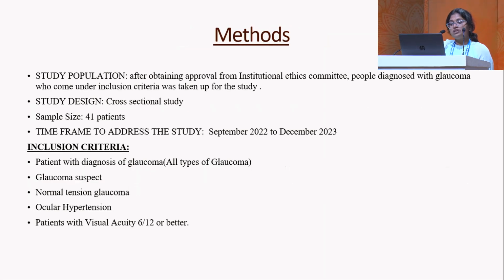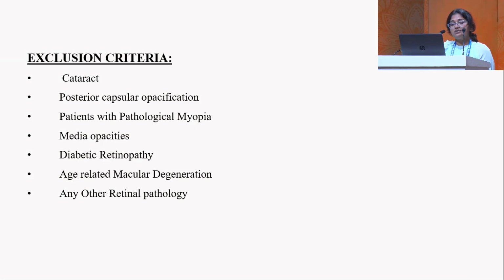The study population, after obtaining the ethical committee clearance, people diagnosed with glaucoma who come under the inclusion criteria were taken up for the study. It is a cross-sectional study, sample size is 41, and the time frame is 1 year, 3 months. The inclusion criteria: all patients with diagnosis of glaucoma, glaucoma suspects, normal tension glaucoma, ocular hypertension, patients with visual acuity 6/12 or better. Exclusion criteria: cataract, posterior capsular opacification, patients with pathological myopia, media opacities, diabetic retinopathy, age-related macular degeneration, and any other retinal pathologies were excluded.